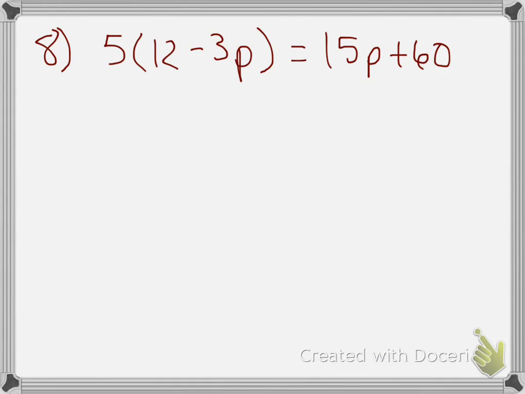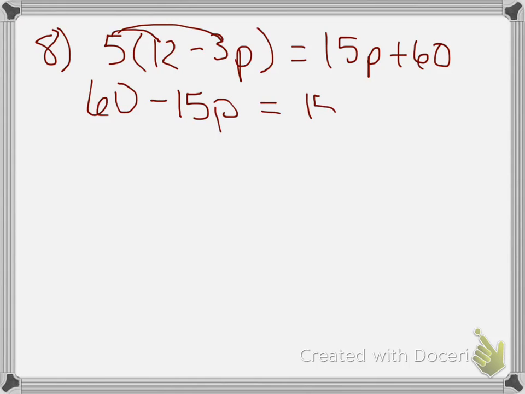Okay, on number 8, we want to make sure we distribute. 5 times 12 is 60. 5 times negative 3 is negative 15. p equals 15p plus 60. Then I can move the variable to the left. These are not the same. These are actually slightly different, so keep that in mind.